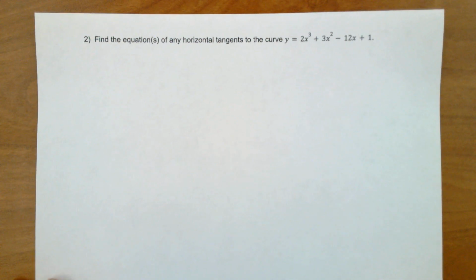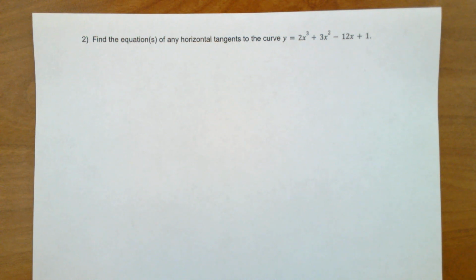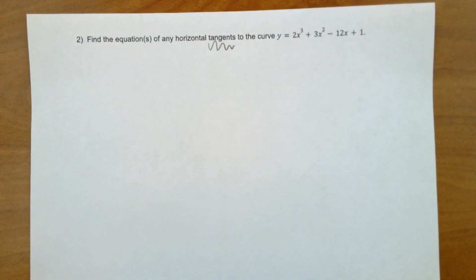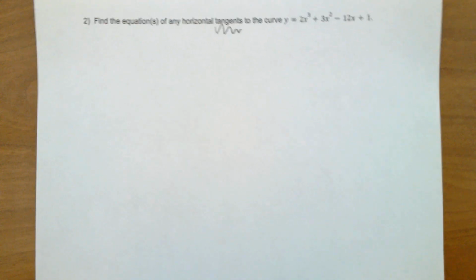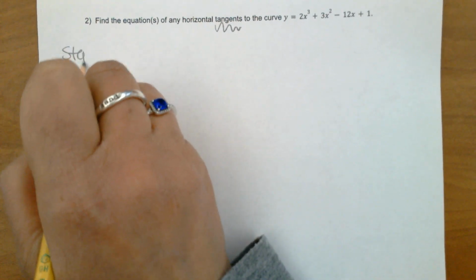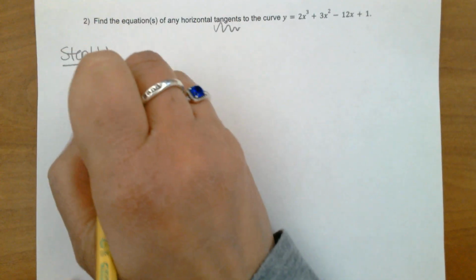All right, number 2. Find the equations of any horizontal tangents to the curve y equals 2x cubed plus 3x squared minus 12x plus 1. So we're going to need horizontal tangent lines. This is, yes, a multi-step problem, which is why you see that I have a blank space on my paper. So first, step 1, take the derivative.